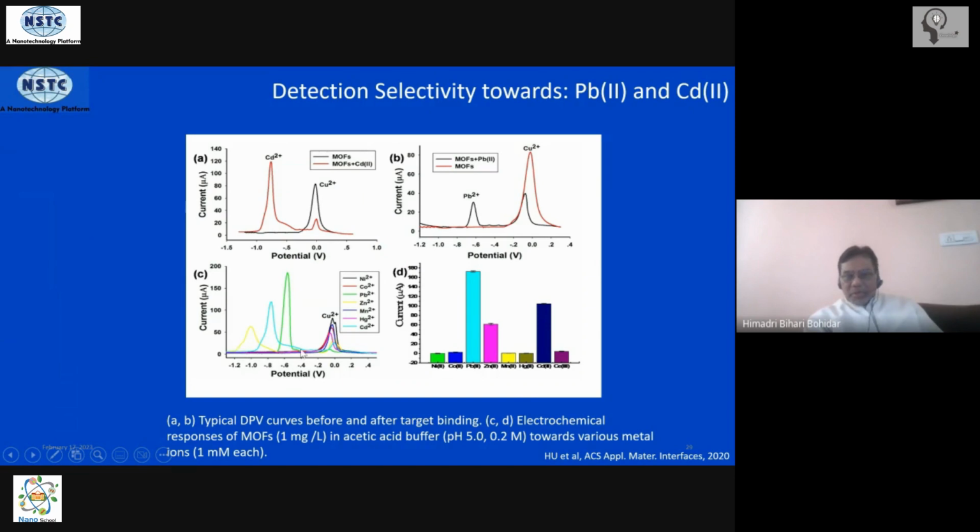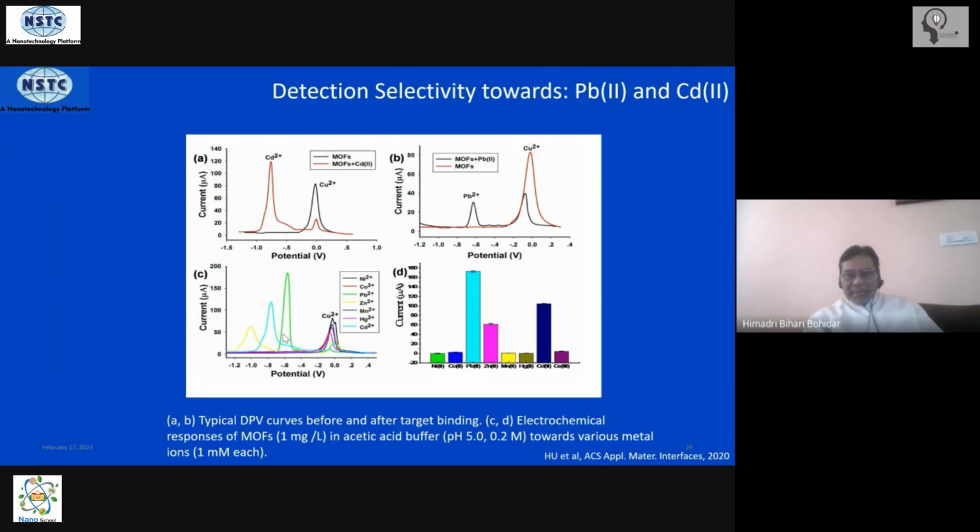And others are not contributing. We have something like 1, 2, 3, 4, 5, 6, 7, 8 elements, cations here, but the peaks are there for only 3. So it is detecting only 3, and the other 4 have no specificity.